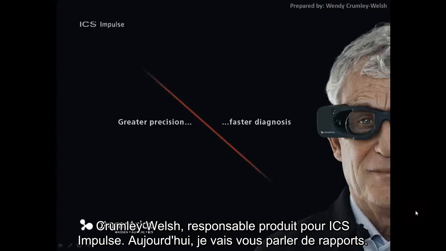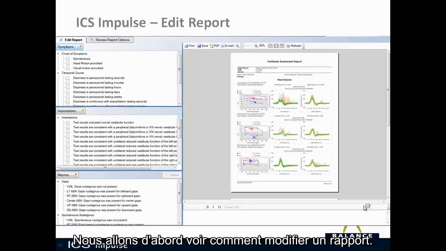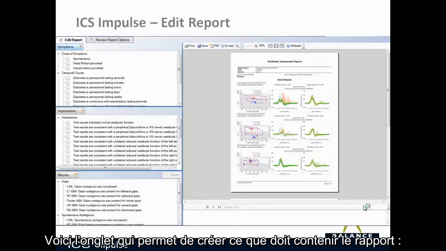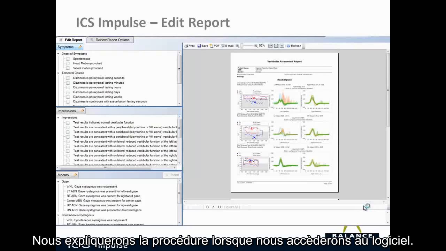I'm Wendy Crumley-Welsh, the Product Manager for ICS Impulse, and today we're going to be talking about reporting. So first thing we're going to talk about is editing the report. This is the tab that allows us to create what we want to say about the report, the symptoms of the patient, our overall diagnosis, and also the test results of the report. And we're going to show this when we go to the software.